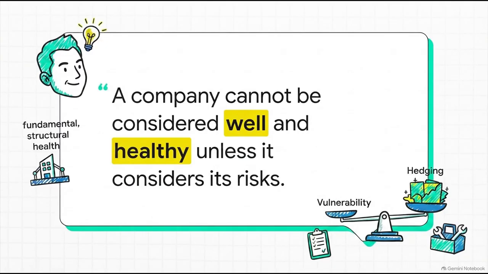Dr. Mike Teng puts it perfectly. He says, a company cannot be considered well and healthy unless it considers its risks. And look, I really need to clarify something right off the bat because it's absolutely crucial. This is about fundamental, structural health. This is definitely not about expensively hedging your bets or trying to defensively protect yourself from every little thing. It's about actively naming, sizing, and truly owning your vulnerabilities while it's still relatively cheap to fix them.